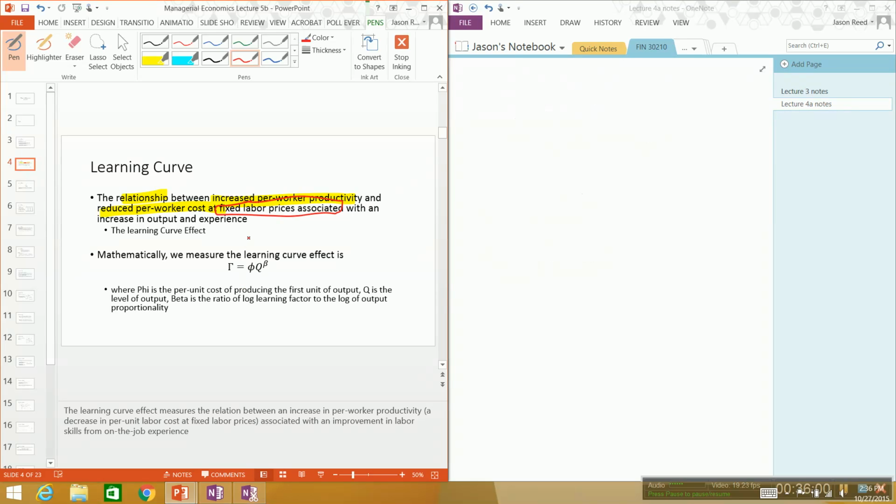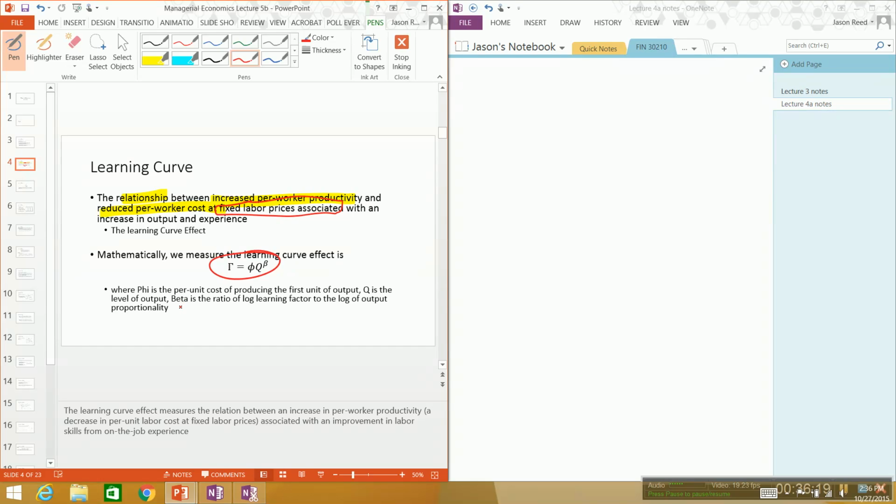Well, we have this formula for ourselves. So we now create this new formula that's going to look at the learning curve effect. So phi is the per unit cost of producing the first unit of output. This is going to be a number. This is a parameter of value that you're given. Q is some level of output we're concerned with.